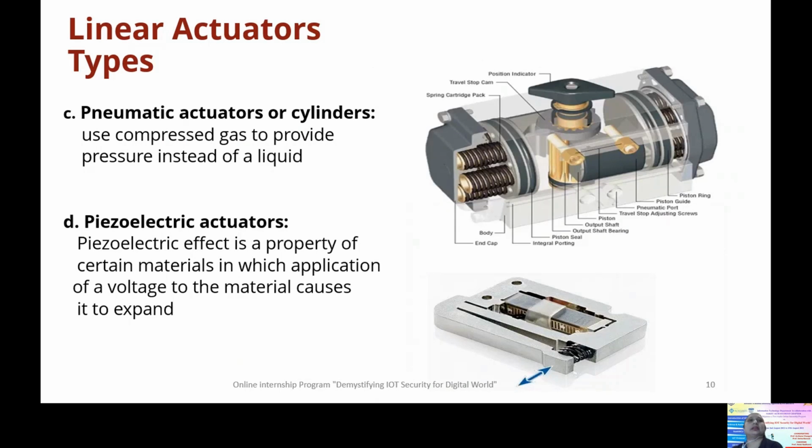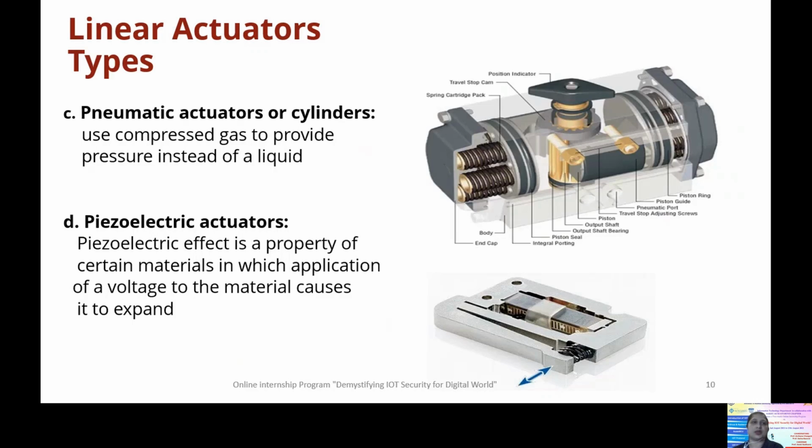Next, the linear actuator types. The first one is the cylinders or pneumatic actuators. It uses compressed gas to provide the pressure instead of liquid.